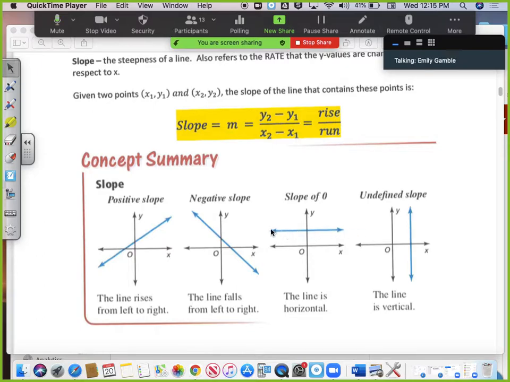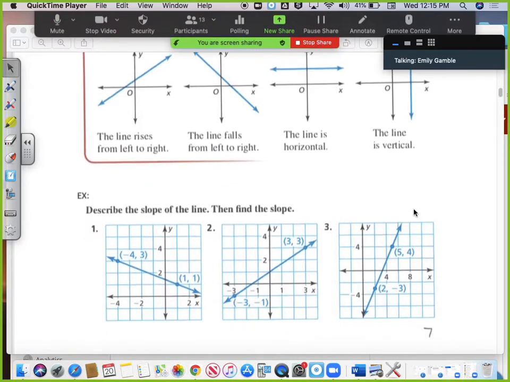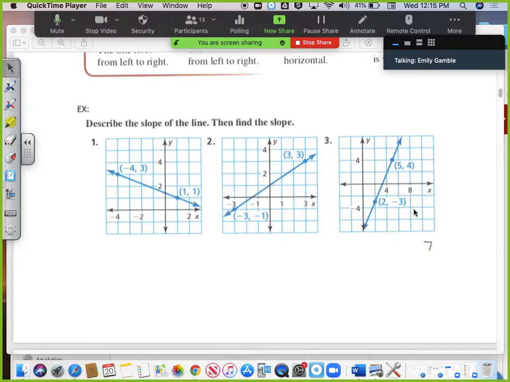If it is a flat line, that means the slope is 0. And if it is a vertical line, that means it's an undefined slope. So let's do some examples with actually finding the slope of the line. These 3 examples have graphs, and they show the points that they want you to use, and they want you to find the slope. First, they want you to describe the slope, and then they want you to find it.